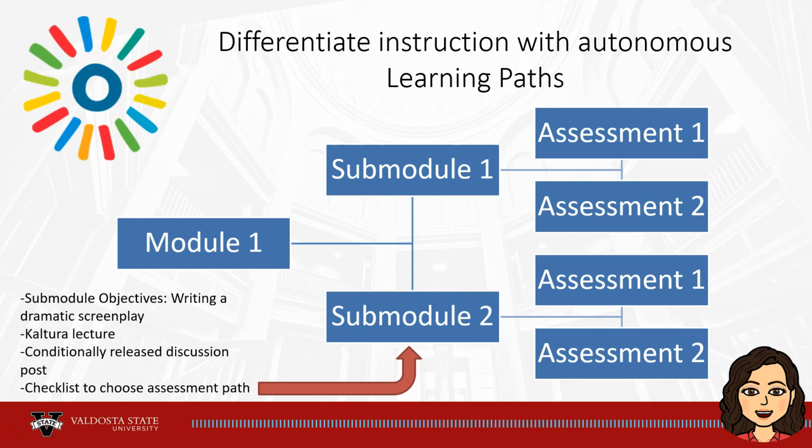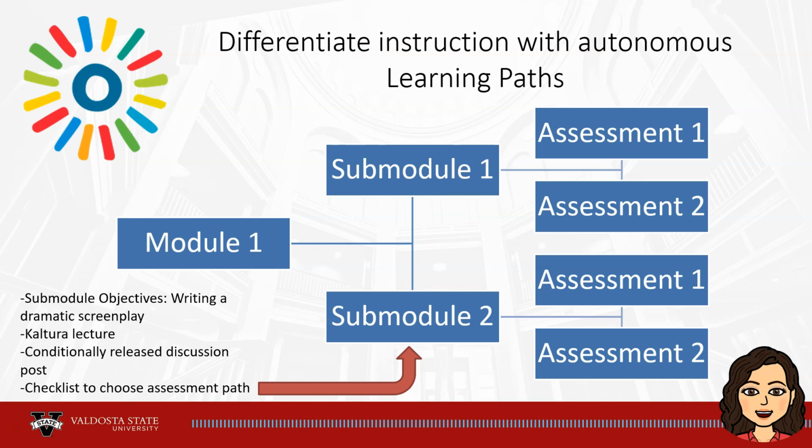However, if back in that first module they choose a dramatic screenplay, for instance, submodule 2 will open for them. So here we'll have additional submodule objectives, another Kaltura enhanced lecture and quiz, but this time focused on a dramatic screenplay. Again, we'll have that discussion post, so all the students who chose this item will be able to talk in a community. And then we'll have that one last checklist so that they can choose their assessment path.